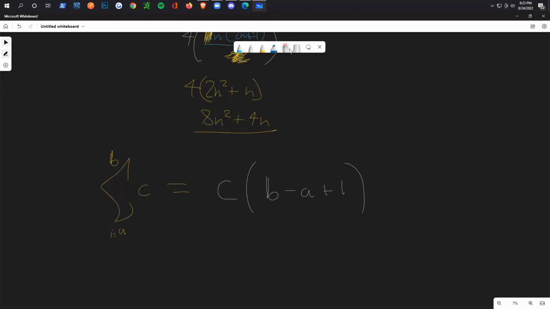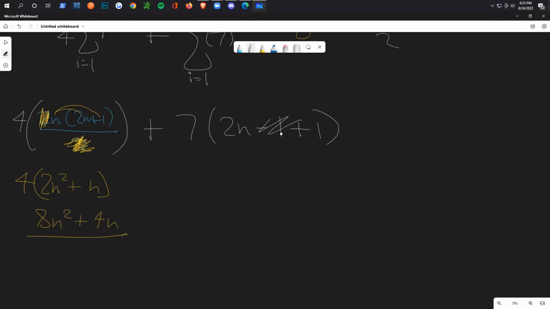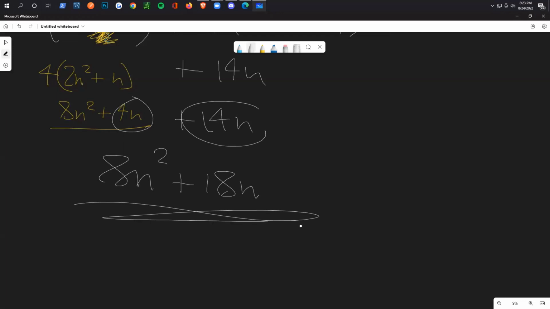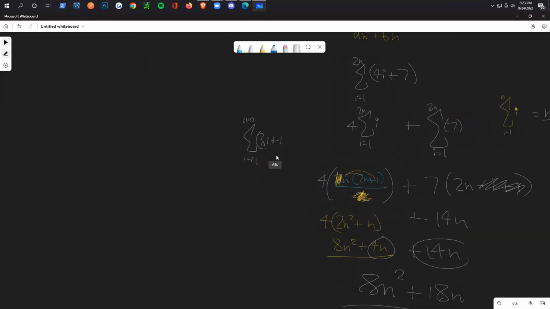So that's the formula I'm going to use. We have this constant. Our constant is 7. Then we have top bound B minus bottom bound A plus 1. Cross this out. And now we have plus 14n. We combine like terms right here and right here, and we're left with 8n squared plus 18n. So this is our final answer. Okay, so we've done this one. Let's go on to this one over here.